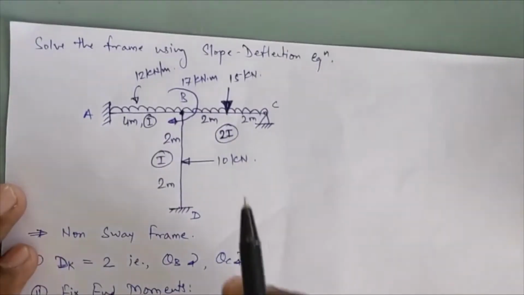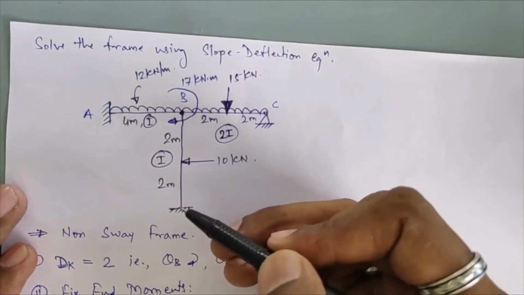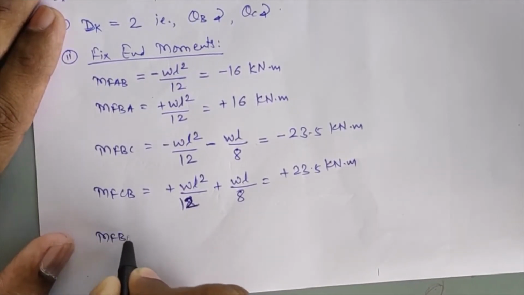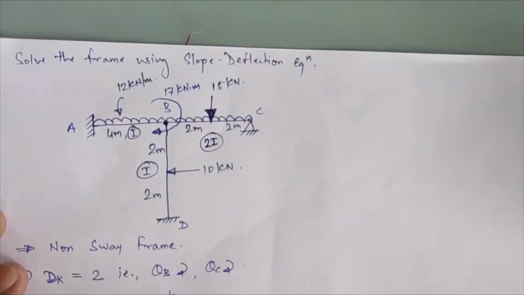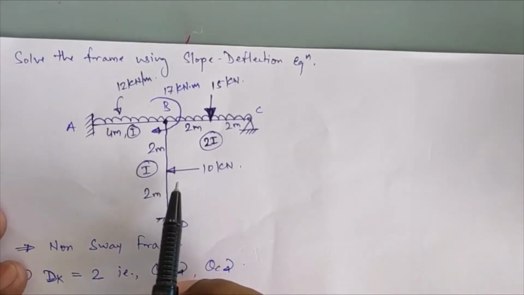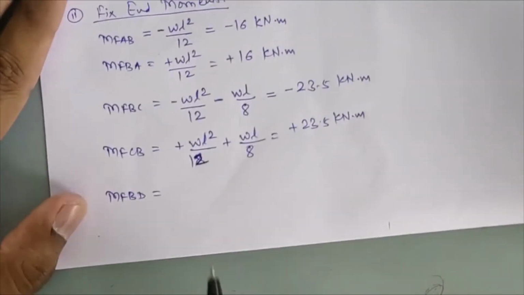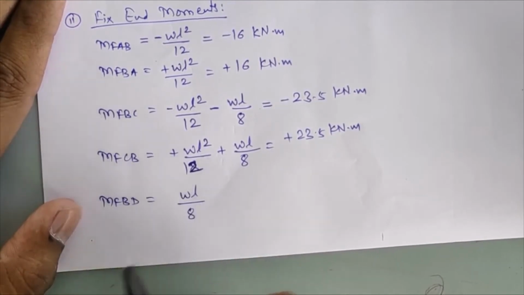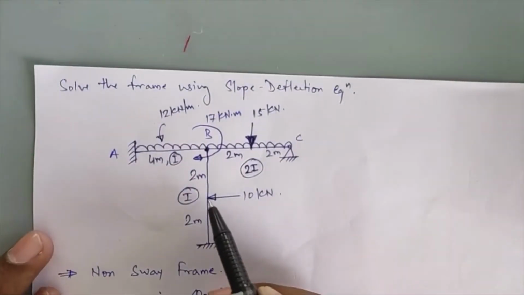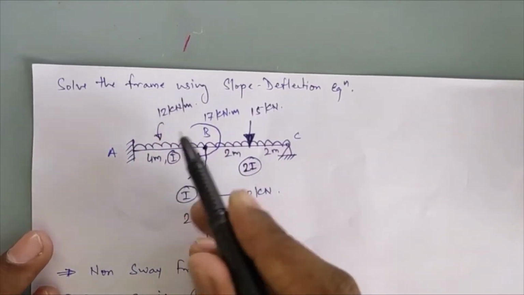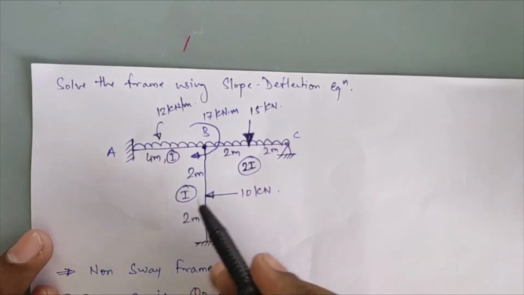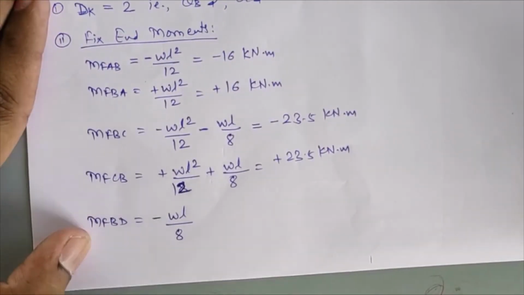Okay, now one more member is remaining, the vertical member, that is BD. So here I am writing the next member, that is MFBD. Again, if you see the loading between this span, it is a point load at the center, so that moment will again be WL divided by 8. Now about its sign, along point B this rotation will be clockwise in nature, but the restoring moment will be anti-clockwise in nature, so you will get it as negative.